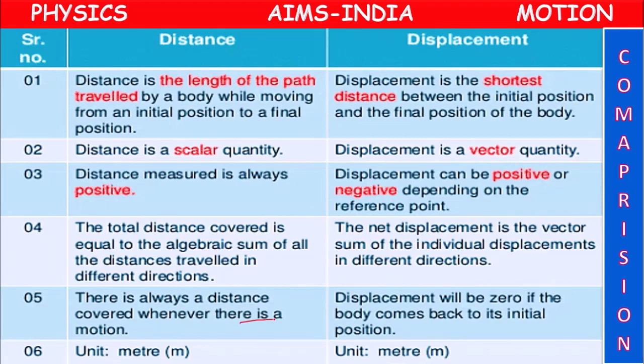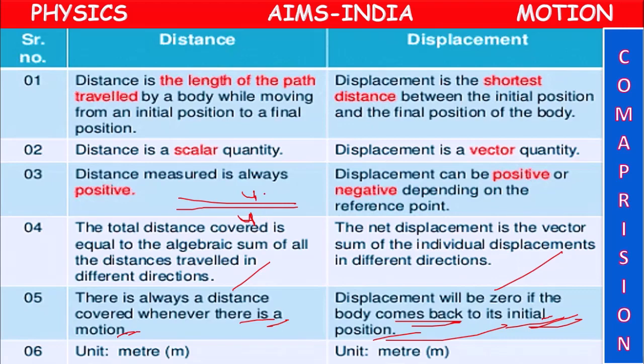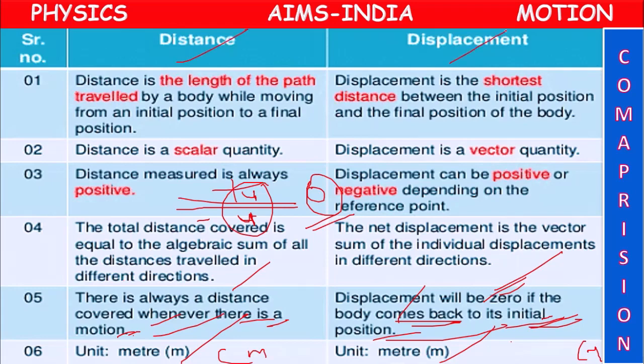Whenever there is motion, there will be distance. But when a body comes back to its original or initial position, displacement will be zero. Suppose it went forward 4 meters and came backward 4 meters. What is the distance covered? 4 plus 4, 8. We have to add both. But for displacement, going forward is plus 4, coming backward is minus 4, they cancel, so zero displacement. So distance can never be zero when the body is in motion, but displacement can be zero if it comes back to the initial position. The SI unit is meter and the CGS unit is centimeter. In this way we can compare distance and displacement.